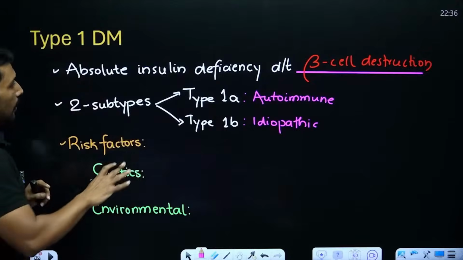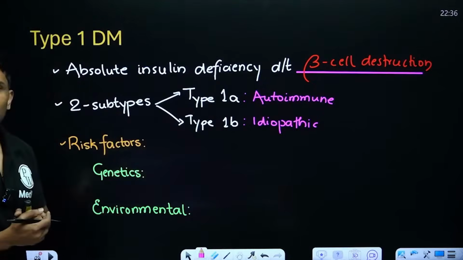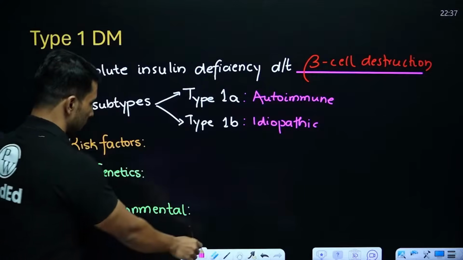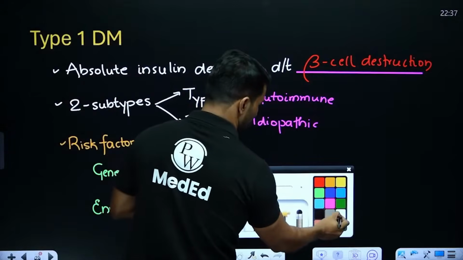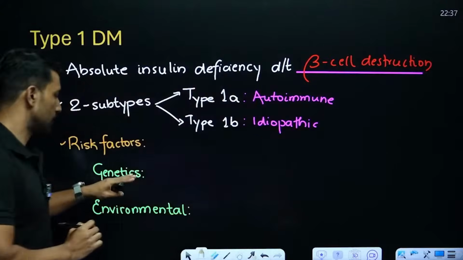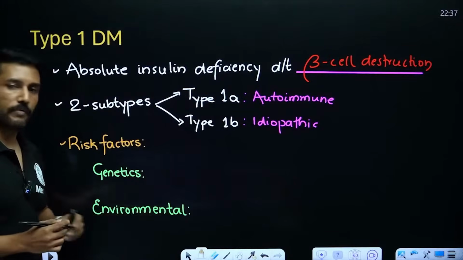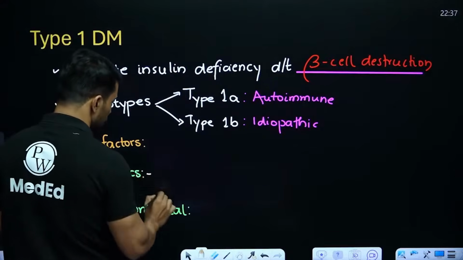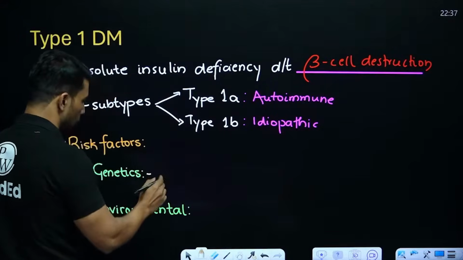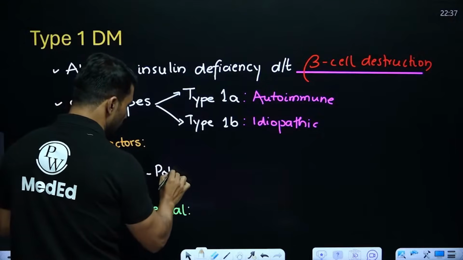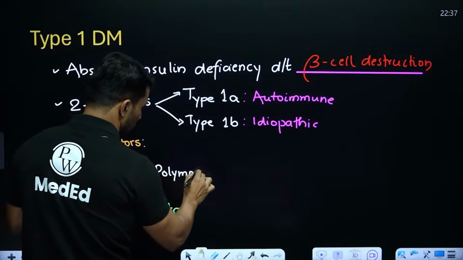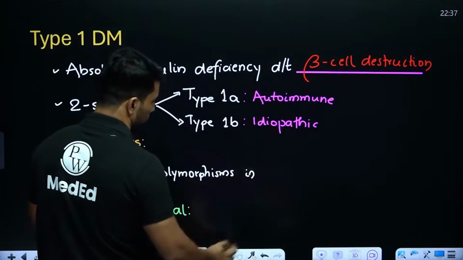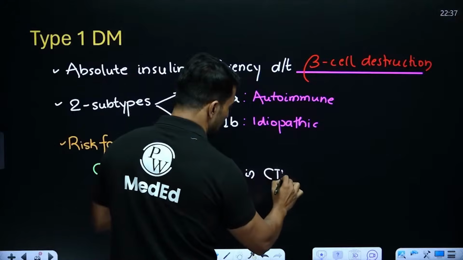Okay. Now, why does someone end up developing this type 1 diabetes mellitus? Of course, it is an autoimmune disorder, and being an autoimmune disorder, there have to be certain risk factors, genetics and environmental factors. Okay. Now, when it comes to genetics, it's multifactorial. So, polymorphic variations of certain genes, polymorphisms in certain genes like CTLA4.